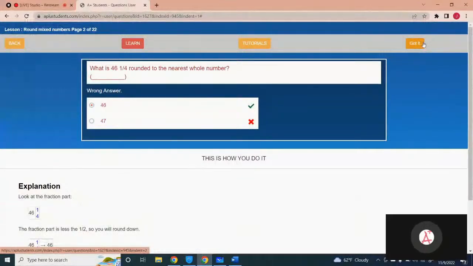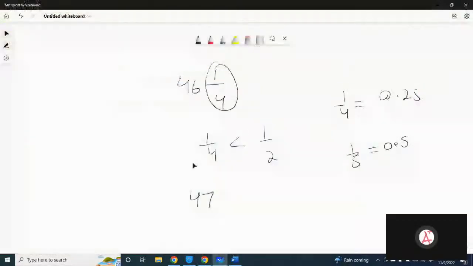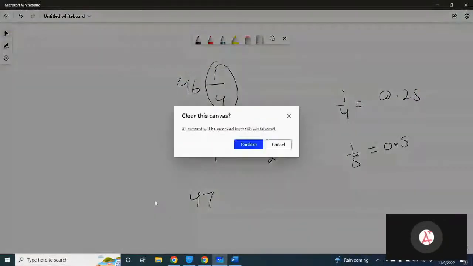Okay, the next one is... oh sorry, I selected the wrong option. It would be 47. I selected 46. So the next example is, what is 8 whole 2 by 3 rounded to the nearest whole number? Is it rounded to 8 or 9?